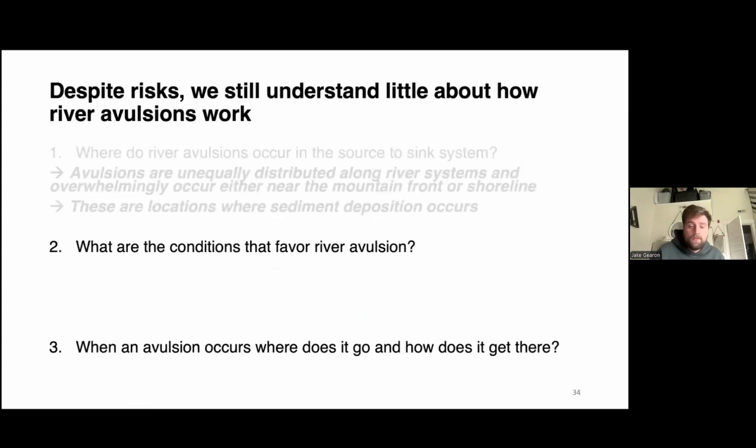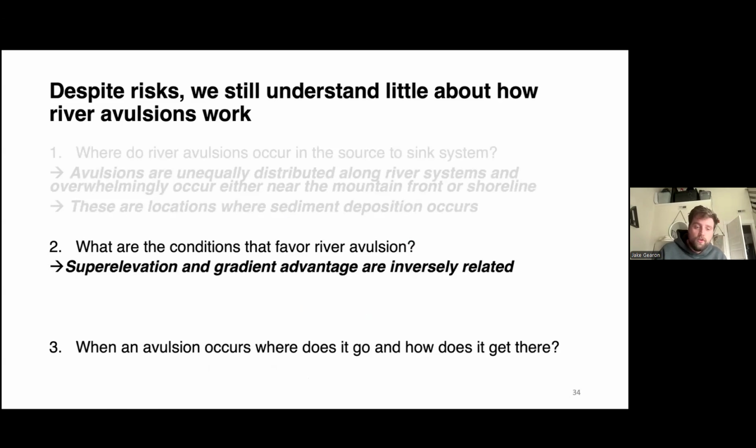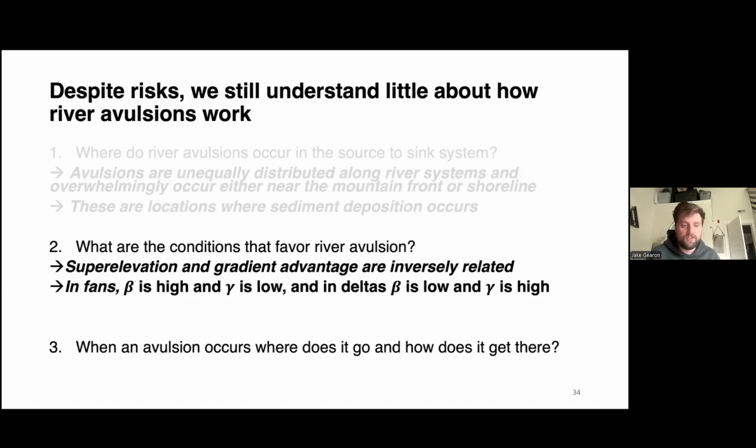So we talked about the conditions that favor river avulsion. Remember, we had these two terms, these two metrics, super elevation and gradient advantage, that are supposed to indicate the likelihood of the same event. Turns out they're inversely related, which is interesting. In fans, super elevation is high, but in deltas, super elevation is low, vice versa for gradient advantage. And avulsions occur when the product of those two terms seems to be about 2, with a decent amount of scatter around that.